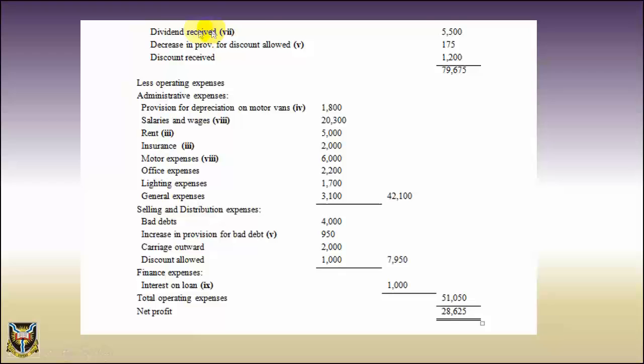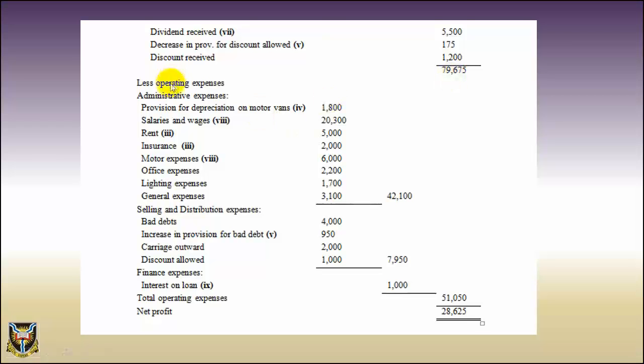Dividend received, 7, 5,500. Decrease in provision for discount allowed, 5, 175. Discount received, 1,200. Total 79,675.